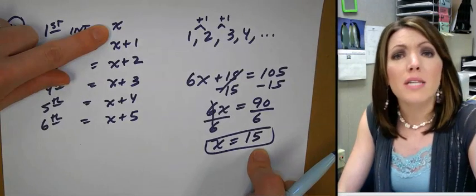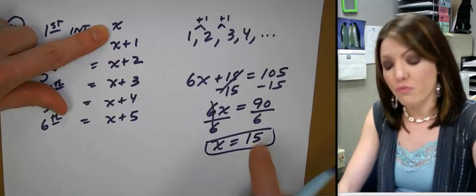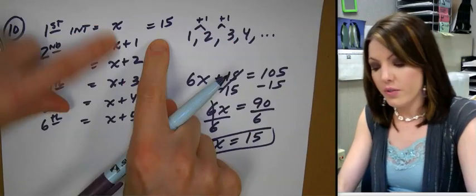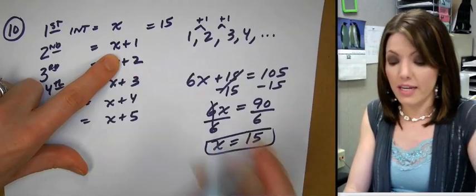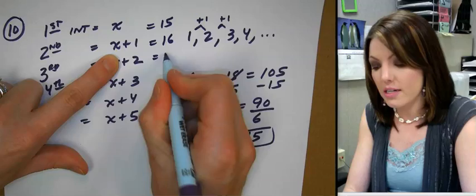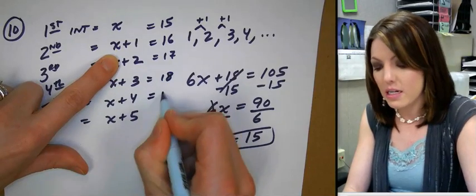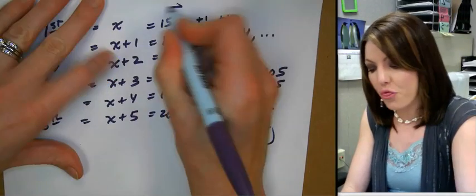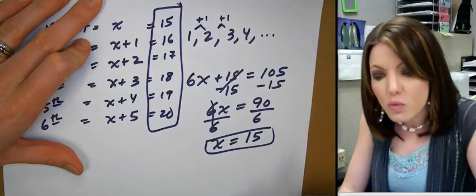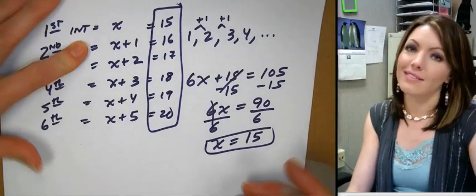Remember, x represented the first integer. So if the first integer is 15, to get to the next one you take it and add 1 to it. So that's 16, 17, 18, 19, 20. So those are our 6 integers, which happens to be C again, our favorite letter.